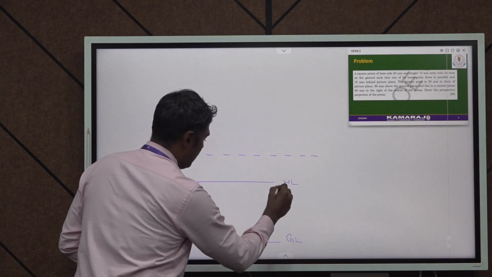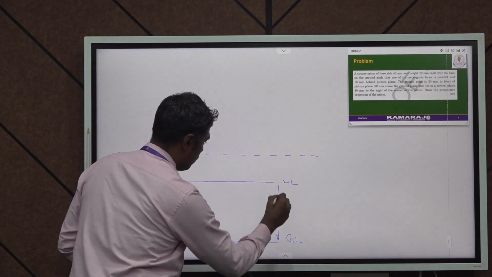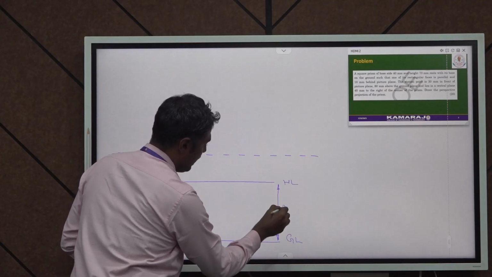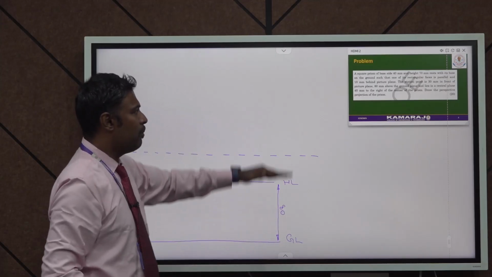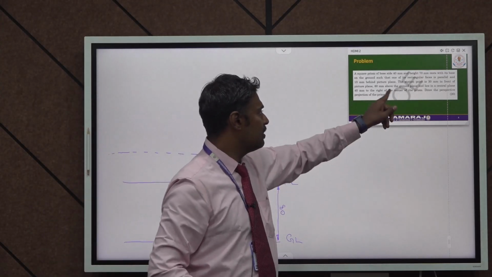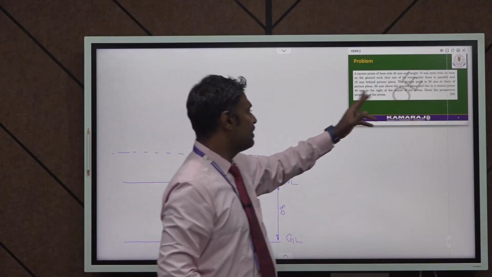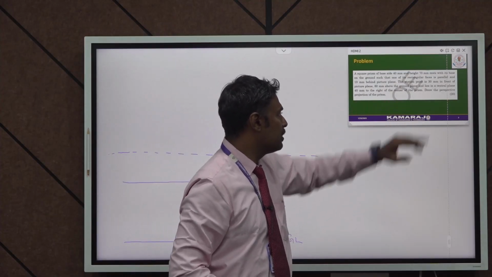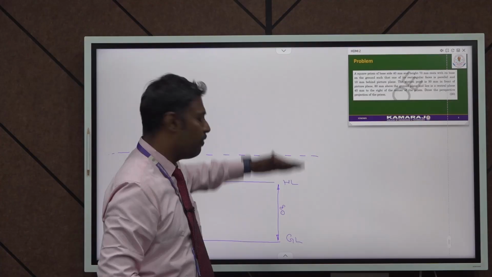This horizontal line is drawn, that is 80 mm. So 80 mm above the ground plane, that is known as the horizontal line, and lies in the central plane 40 mm to the right or left. It depends upon the station point. So this is the front view.